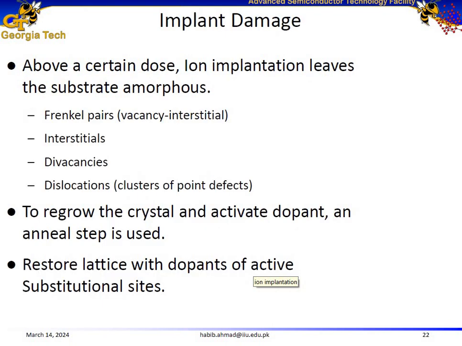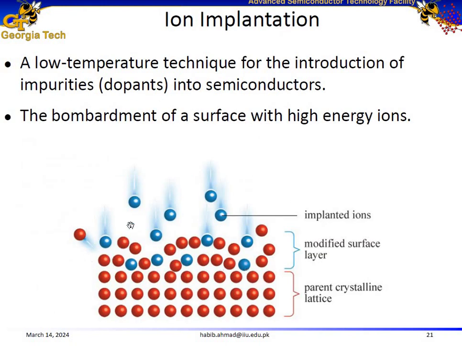So, since the implanted ions have high energies, they knock off the host atoms from their lattice sites. They introduce damage into the semiconductor crystal lattice, and it leaves the substrate amorphous close to the surface. As you can see over here, it dislodges the silicon atoms from their respective lattice sites, resulting in an amorphous layer close to the top surface. But below that, we would still have periodic arrangement of atoms.